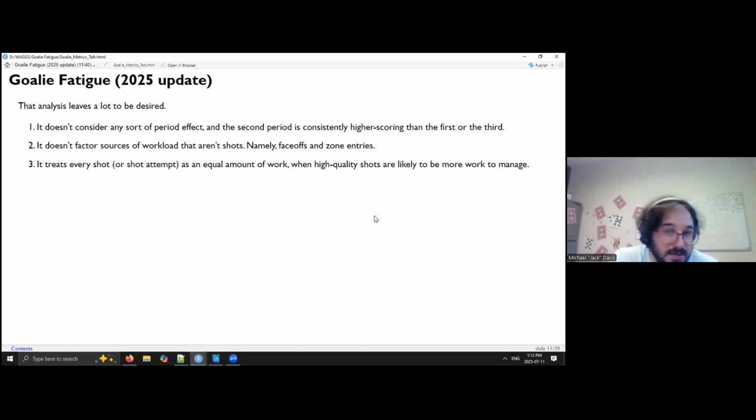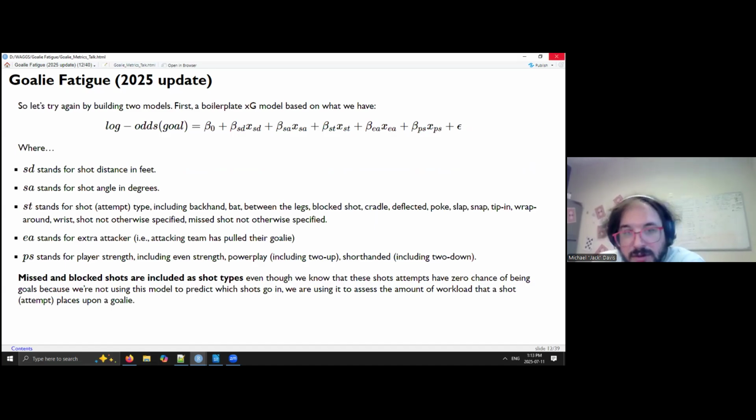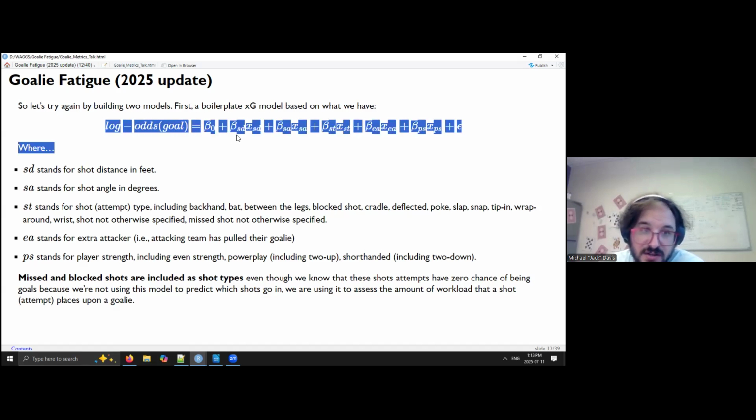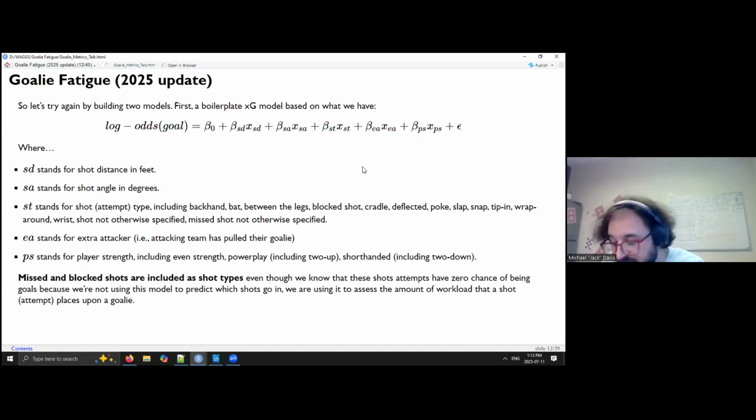So high quality shots might be considered more work to manage than low quality shots. So what we're going to do now is instead of looking at each shot as a unit of work, let's take the unit of work as expected goals. So let's build a boilerplate, just like an off-the-shelf expected goals model. Nothing really fancy here. And it doesn't have to be particularly fancy because I'm not interested in the variation from a single shot. I'm interested in the variation from a cumulative of many shots or shot attempts.